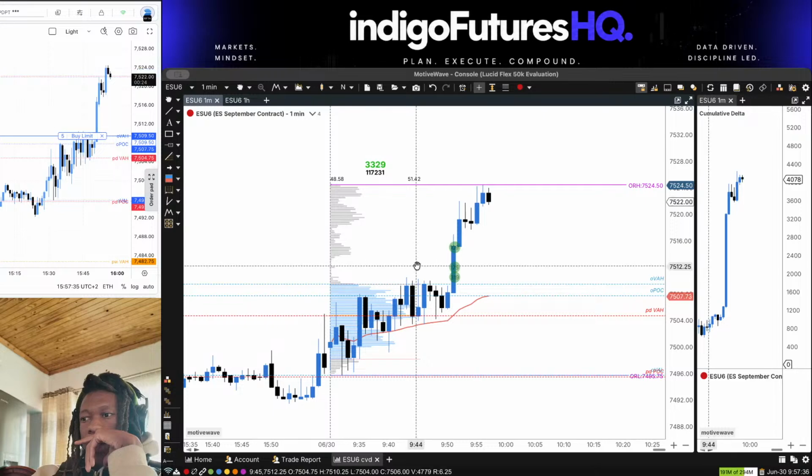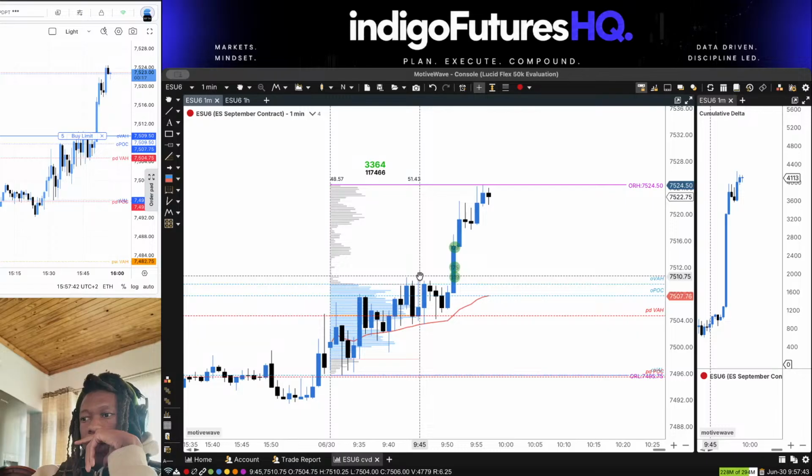You could look at these volume nodes as an entry, between 512 and 510.75. But yeah, nothing much we can do right now except wait. Just gotta wait.